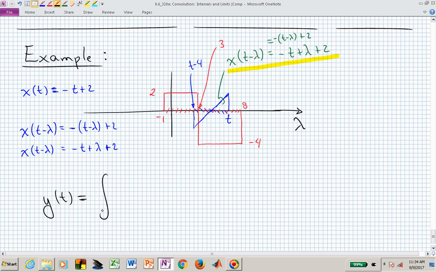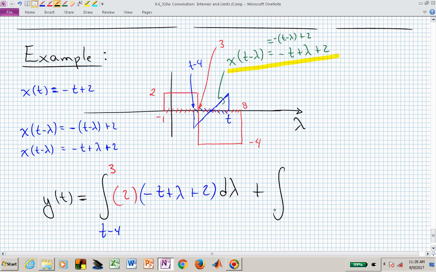First, let's just look at what we have for y of t. Well, in fact, we probably want to separate this into two different integrals. We have one integral where the red functional value is 2 and the blue functional value is minus t plus lambda plus 2, d lambda. And what interval, or what are my limits on the integration operation? Well, now the lower limit, I hope we can see, is t minus 4, and the upper limit is actually 3. But that's just a piece of it.